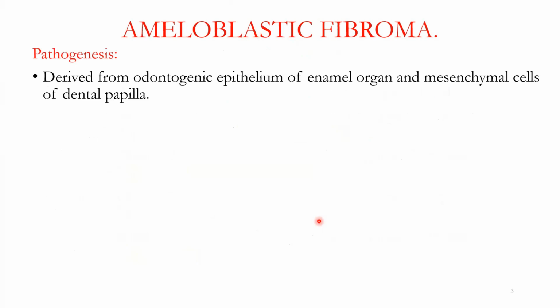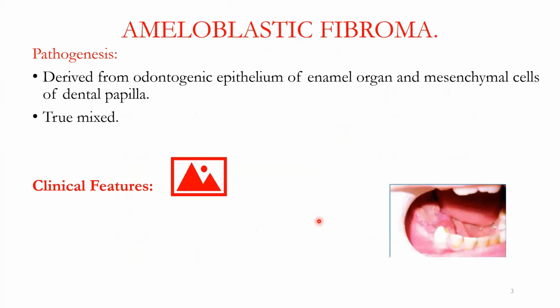And when I say mixed tumor, it basically means that it is derived from odontogenic epithelium and mesenchymal cells, that is from enamel organ and dental papilla both. That is why it is called a true mixed tumor. Clinically, it usually occurs in the posterior mandible. It is a circumscribed lesion.